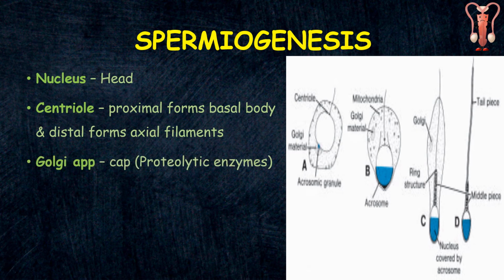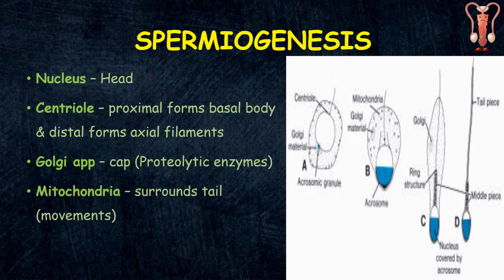The Golgi apparatus forms a cap-like structure covering the anterior two-thirds of the head, which is the acrosome. It contains the proteolytic enzyme hyaluronidase and other proteases which help the sperm in the penetration of the ovum during fertilization. And the mitochondria surround the tail part of the sperm, lying wrapped in a sheath, and they provide the energy for the movement of the spermatozoa.